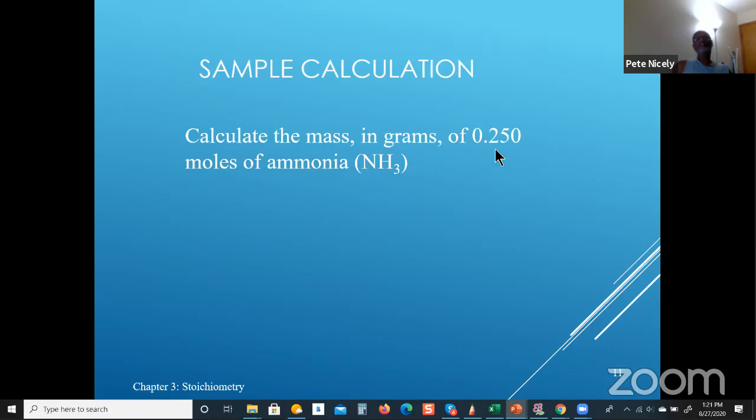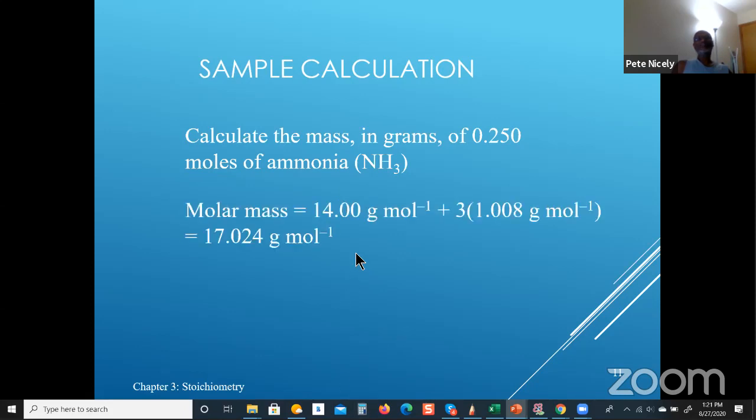So here's an example. Suppose you're given 0.250 moles of ammonia and you're asked to find the grams. Then what you do is first find the molar mass. They gave you the formula, so you look up the molar masses of the different elements in the periodic table and add them up, which is what is done here. And you end up with the molar mass being equal to 17.024 grams per mole. And then you do your setup. So we start off with the 0.250 moles of ammonia, and then we express the molar mass this way.